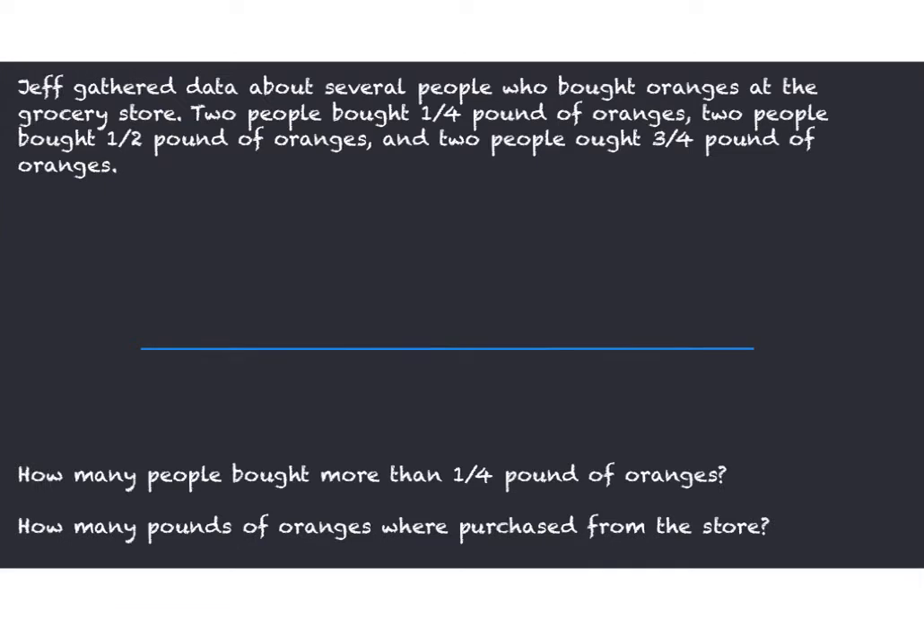Let's go ahead and read our first situation here. Jeff gathered data about several people who bought oranges at the grocery store. 2 people bought 1/4 pound of oranges. 2 people bought 1/2 pound of oranges. And 2 people bought 3/4 pound of oranges. Let's go ahead and start off and make a line plot.